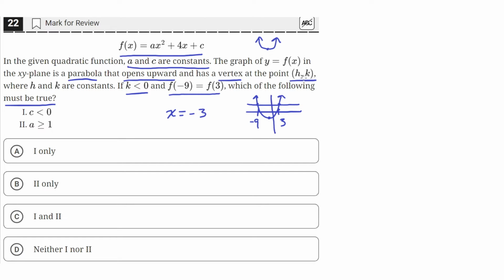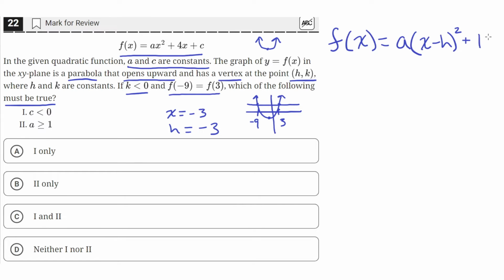And h is equal to the x-coordinate of the vertex. That means h is equal to negative 3. So that's the vertex of the graph. And we can write the formula for a quadratic in vertex form. So vertex form looks like this. We have a times (x minus h) whole squared plus b. So that's the vertex form of a graph.